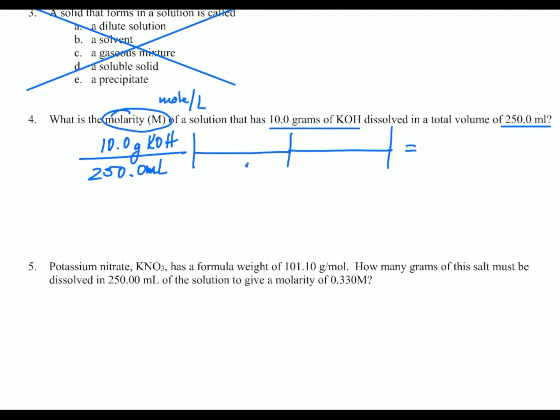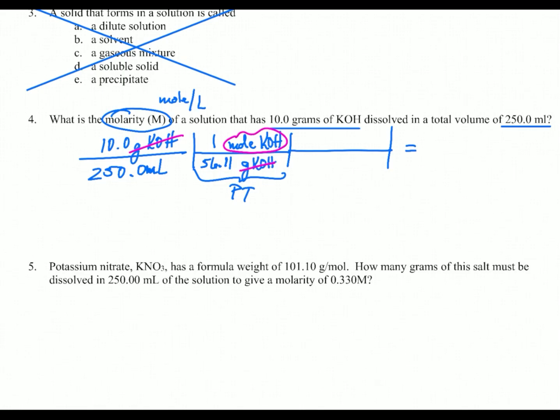To go from grams to moles, grams of KOH per mole of KOH, you need to refer to the periodic table. 1 mole of KOH, when you go add it up, is going to be 56.11. 1 potassium, 1 oxygen, 1 hydrogen. So that will allow you to get from grams of KOH on the top to moles of KOH on the top. So you're halfway there.